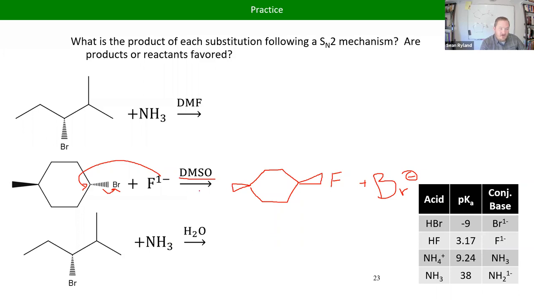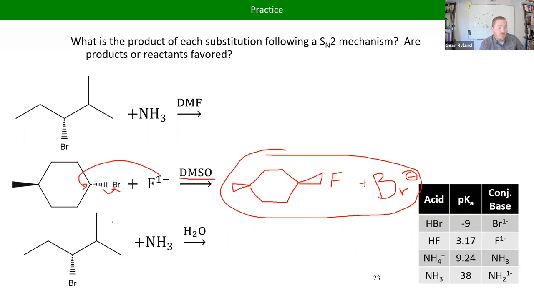Which side is favored at equilibrium? We're in a polar aprotic solvent, which means stronger base is the stronger nucleophile, and fluoride has a much higher pKa than bromide. So at equilibrium, we will favor making the products here.